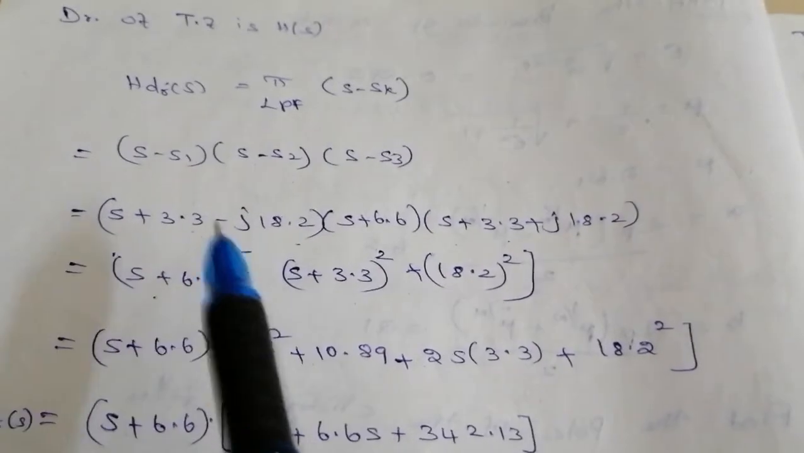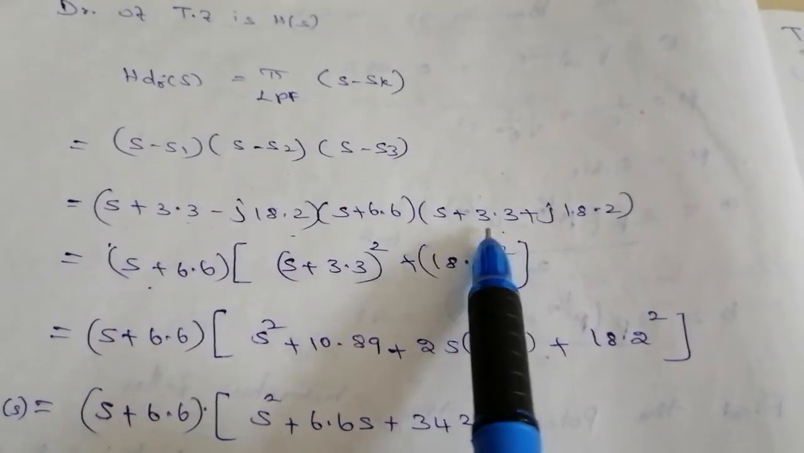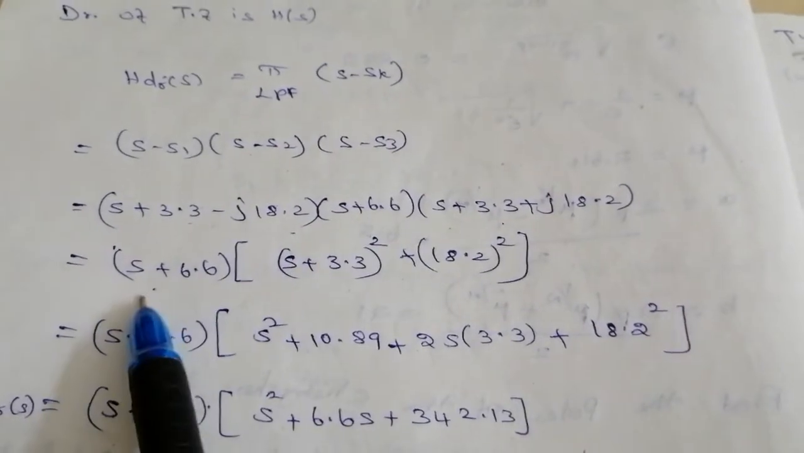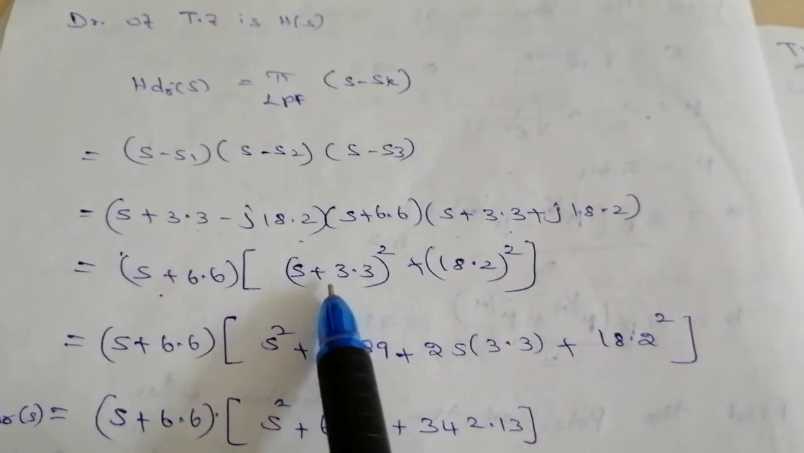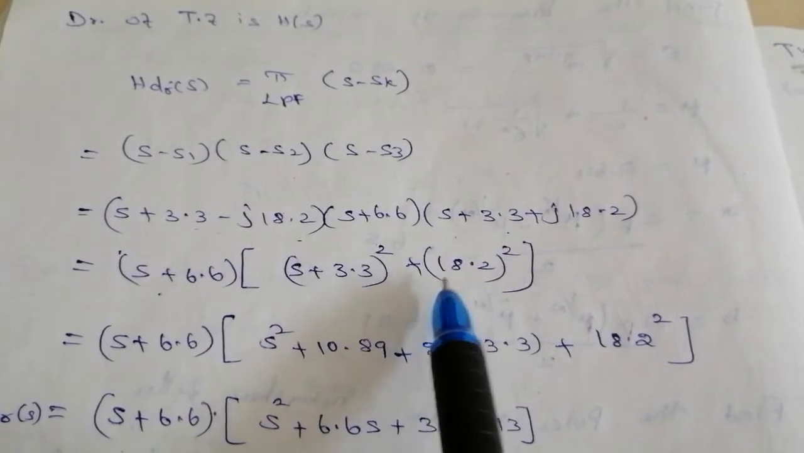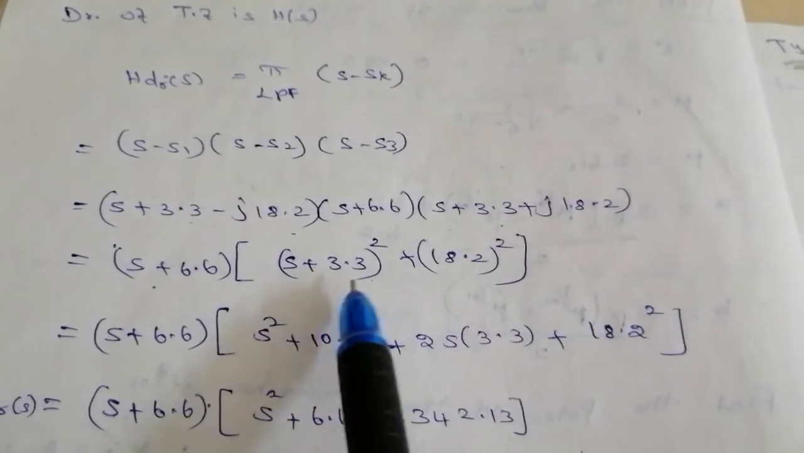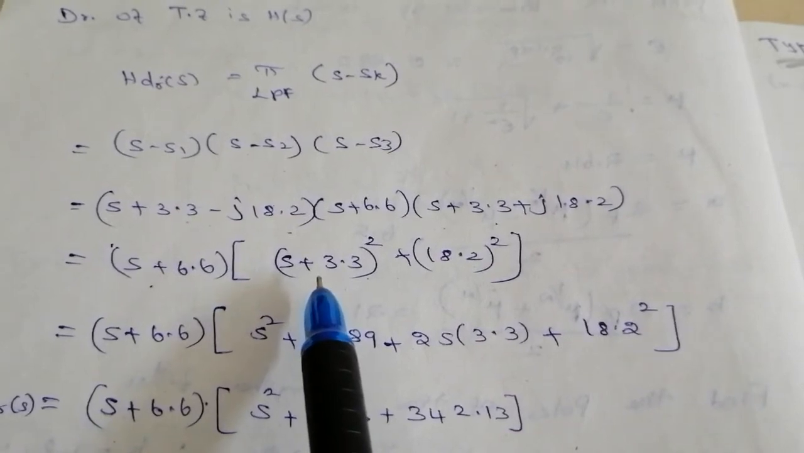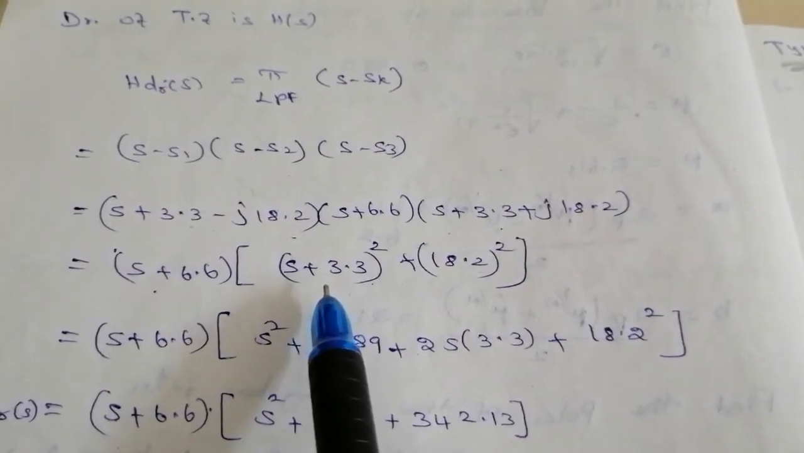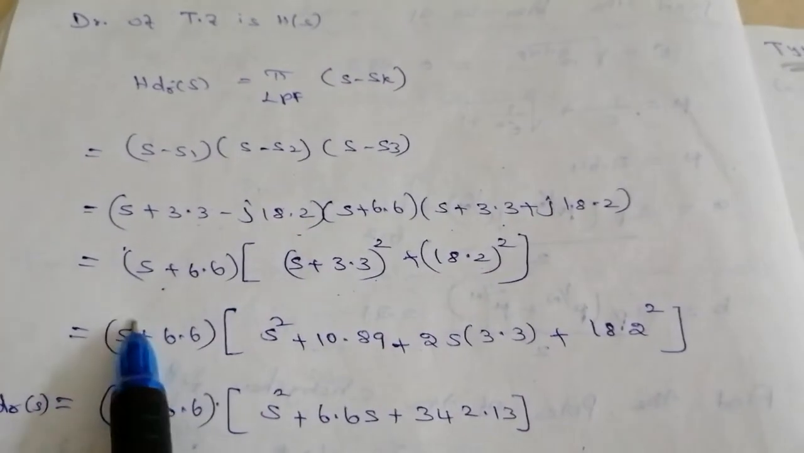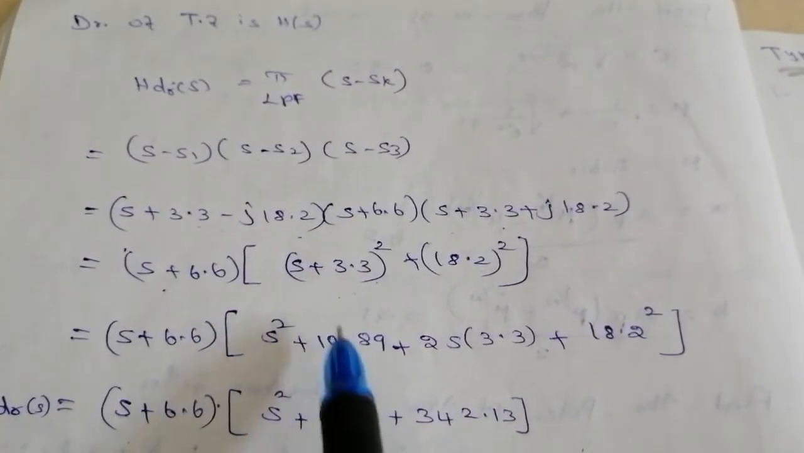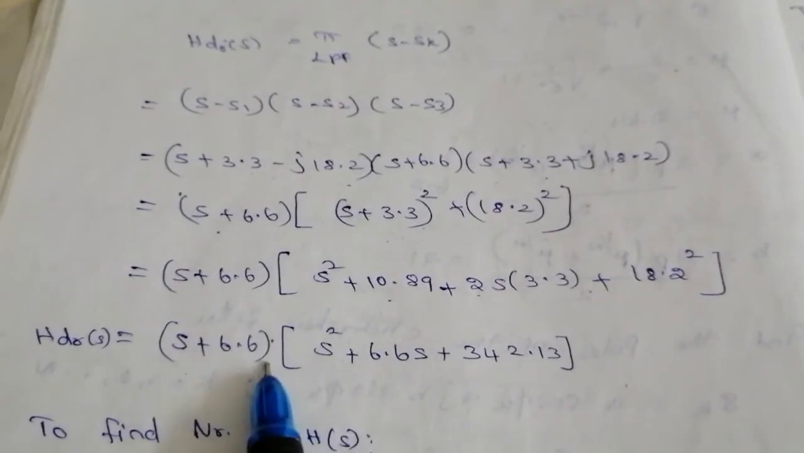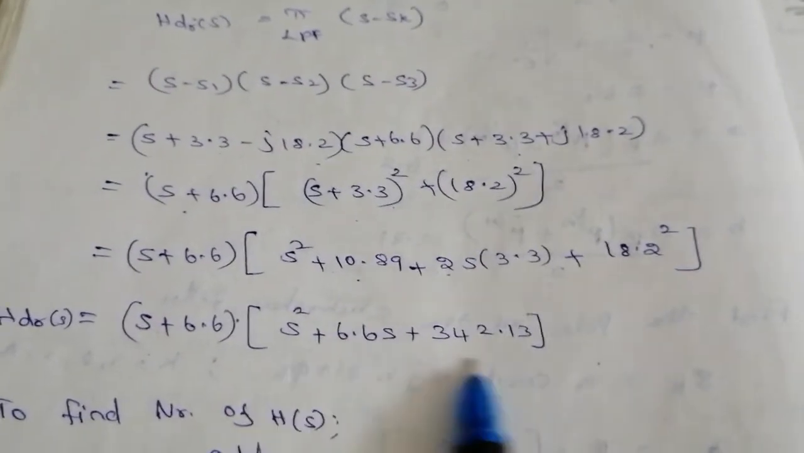These two terms are similar, with only a sign difference, so we take this term separately, and the other is the (a plus b) whole square formula, that is a square plus b square. A square plus b square is nothing but (a plus b) into (a minus b), right? That formula. So (s plus 0.33) whole squared plus 18.2 whole squared. So H(s) equals (s plus 6.66) into, after simplification, this term.